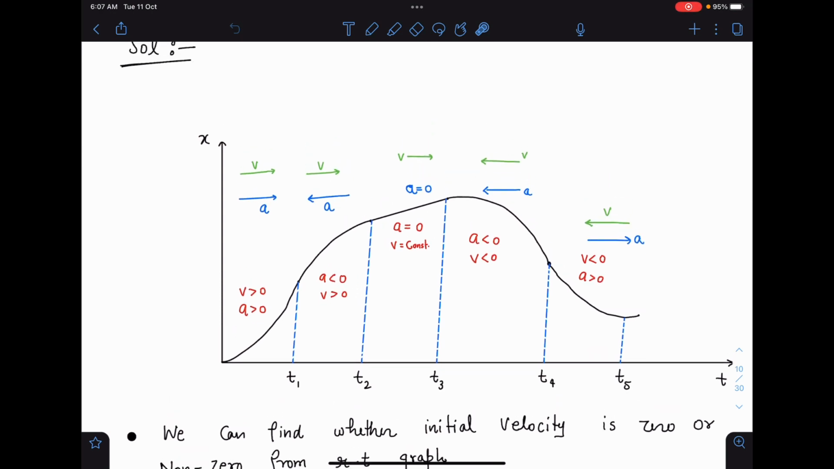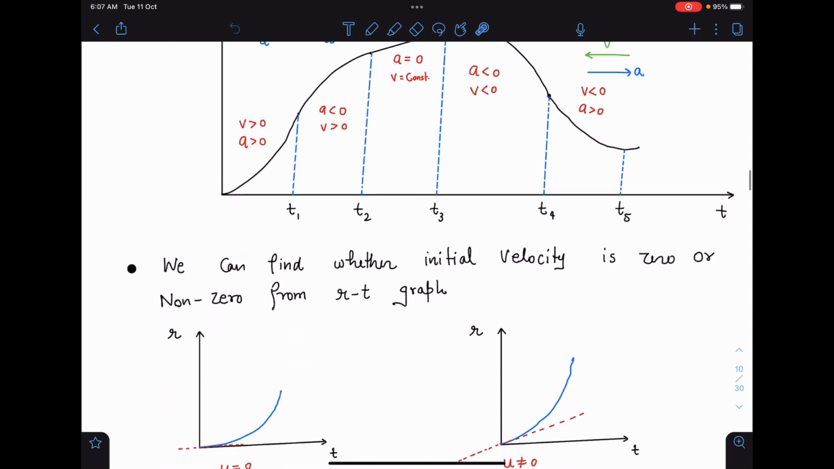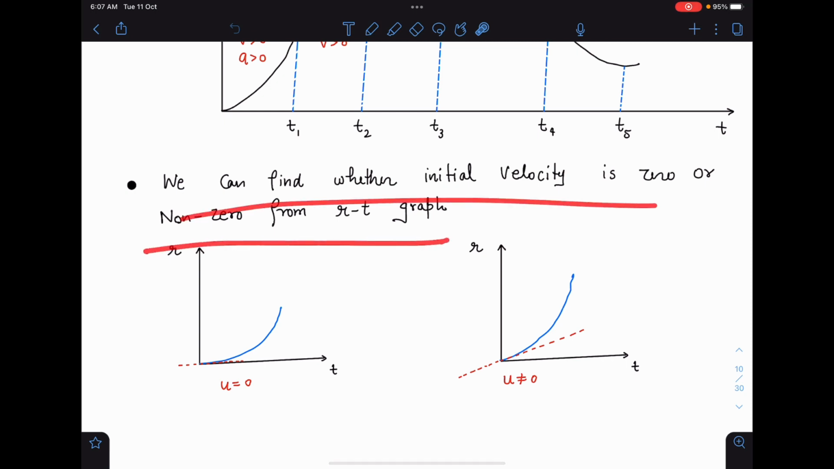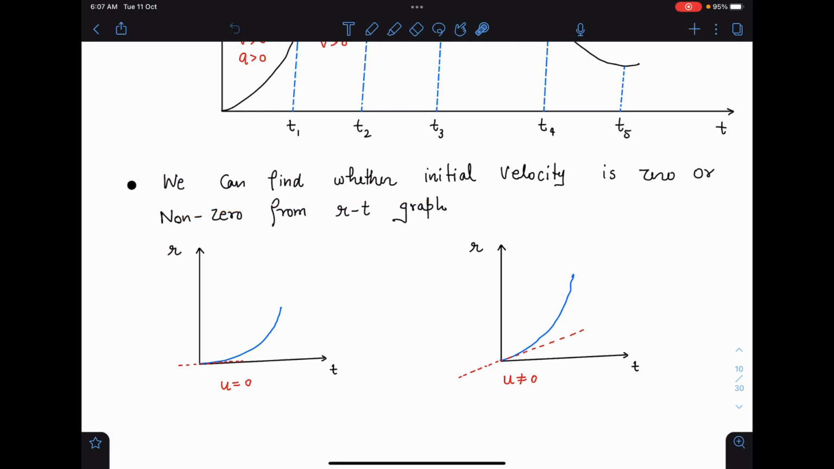So it depends on which direction you take positive and which direction you take negative, completely your choice. Let's move to the next conceptual point here. We can find whether initial velocity is 0 or non-zero from the xt graph, from its slope at t equal to 0.